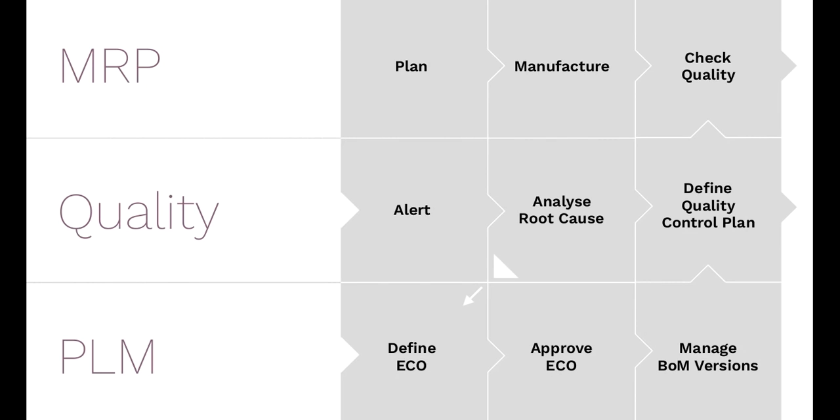And based on this root cause analysis, we'll decide to improve the product and do some change to the bill of materials. So at that point, we'll do a PLM on an engineering change order. Then the engineering change order will be approved, so we'll manage the version and push everything into production. Through all this flow, you'll see it will be very simple.